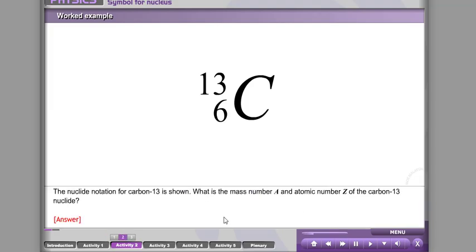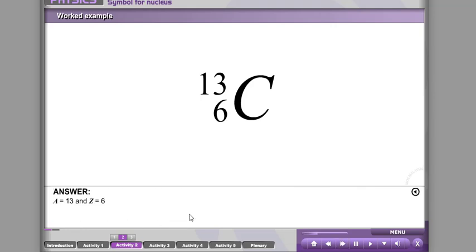The nuclide notation of carbon-13 is shown. What is the mass number A and atomic number Z of the carbon-13 nuclide? Answer: A equals 13 and Z equals 6. Calculate the number of protons and neutrons in carbon-13 nuclide. Answer: number of protons equals 6 and number of neutrons equals 7.